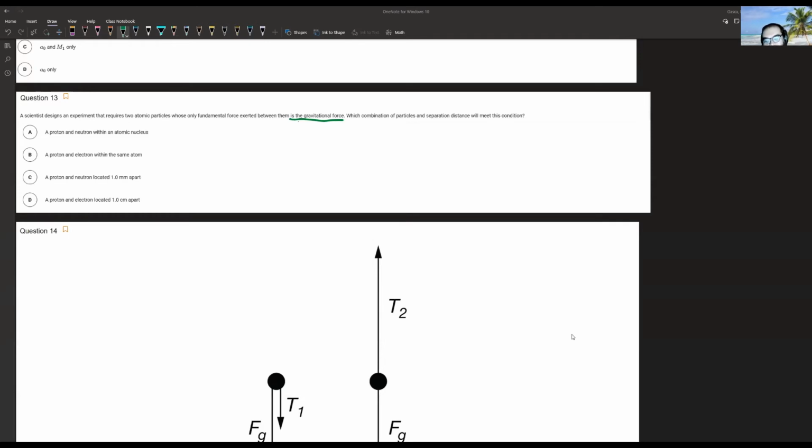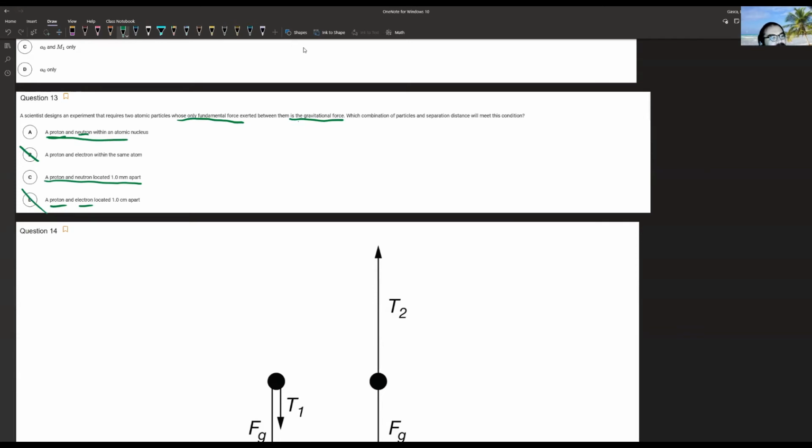Okay, so we want to find a scenario where the only fundamental force is that due to gravity. So we have to be careful. A proton and an electron are going to experience an electrical force between them. So we probably want to find something that deals with a neutral charge, like neutrons. So maybe a proton and a neutron. A proton and an electron will definitely not be the case. So we're between A or C as our best answer choices.